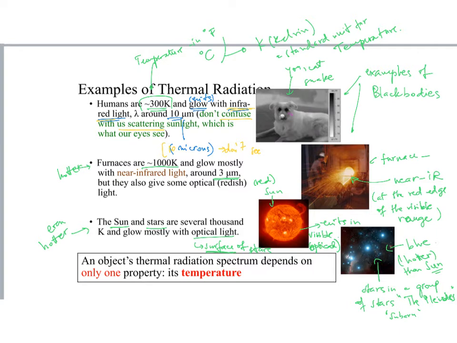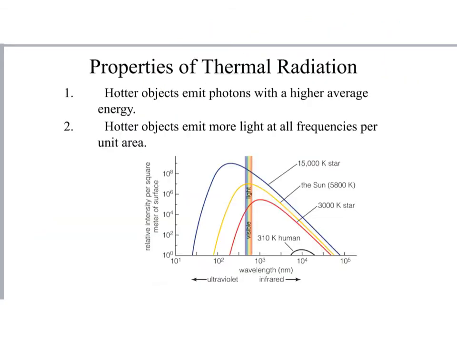So basically the conclusion, or the message you need to take out of this, is that any object's thermal radiation spectrum depends on only one property, which is its temperature. Okay, so let's talk a little bit about that. There are some very important properties that I'd like to discuss with you.